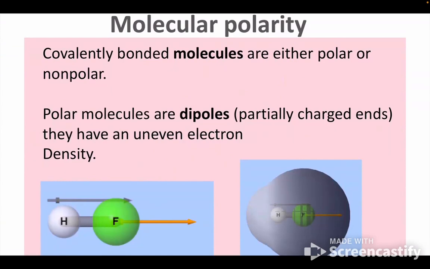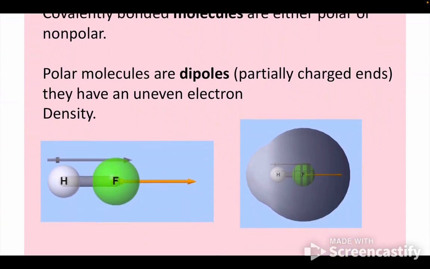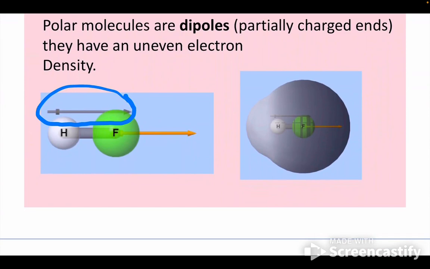Now this is after you've done the PhET on molecular polarity. When we do the PhET, we're going to see that there are polar bonds, but also the molecule itself can be polar. That means overall there's a negative end and a positive end on the molecule. This gold arrow is showing that the molecule is polar. It's partially negative on the fluorine end and partially positive on the hydrogen end.